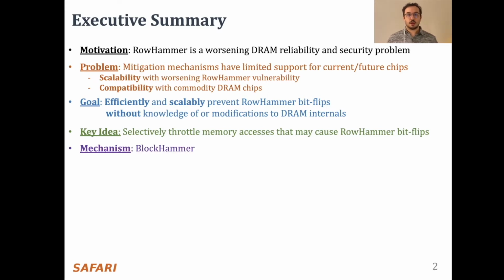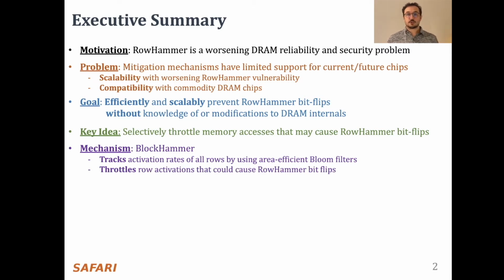Our mechanism, BlockHammer, performs three operations. First, it tracks activation rates of all rows using area-efficient Bloom filters. Second, it throttles row activations that could lead to RowHammer bit flips. And third, it identifies and throttles the threads that perform RowHammer attacks.